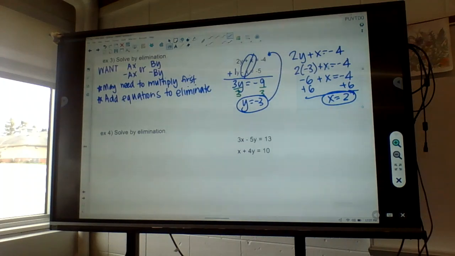Now our next question, because if I try to add things right now the way they are, nothing would cancel. 3x and x would become 4x, negative 5y and 4y would be a negative 1y. That's not helpful. So we want to figure out what we should do first to make that eliminate. We're going to be able to do something to the equations to make it eliminate. Any thoughts?